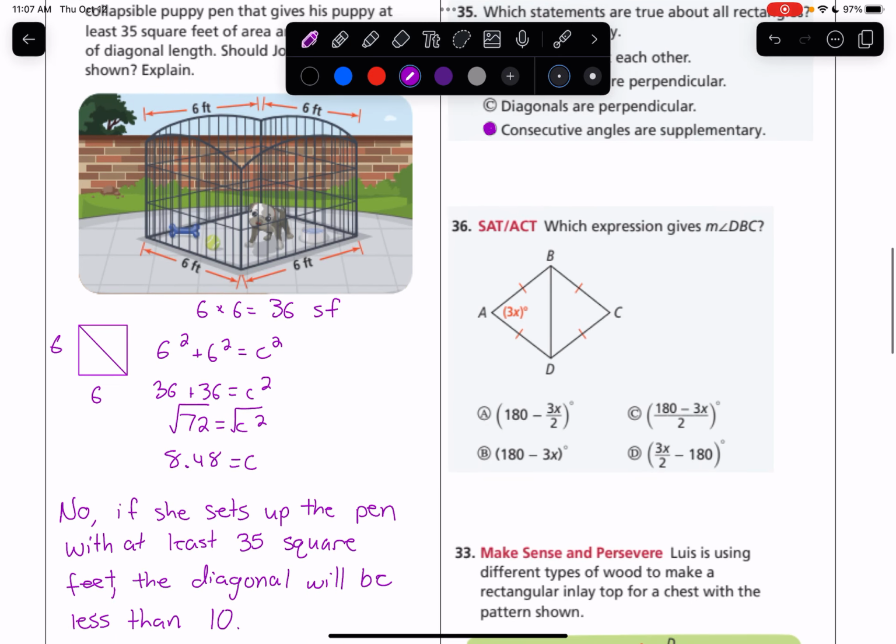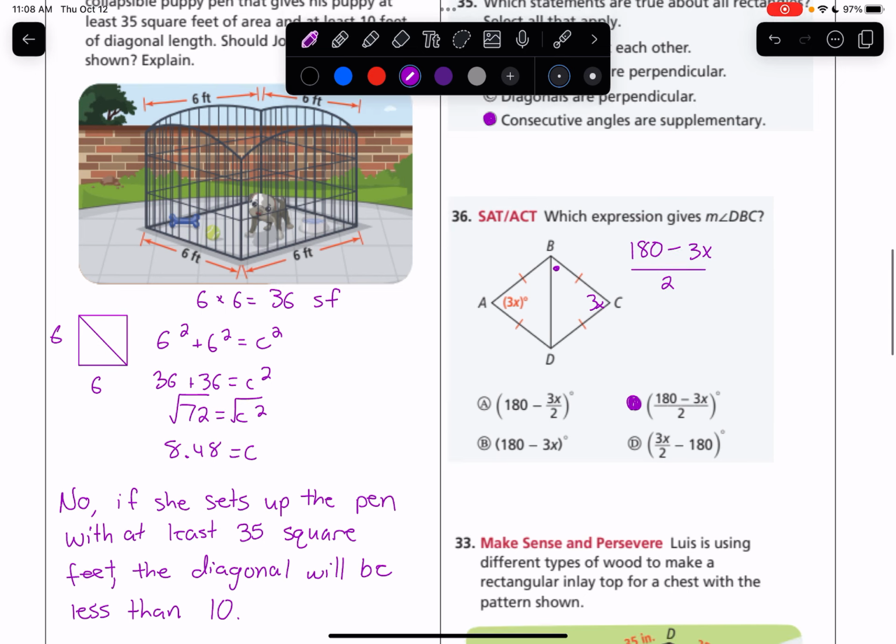Number 36, which expression gives the measure of angle DBC? So the measure of angle DBC is this one right here. Put a dot on. That's the one we're looking for. Since these are congruent triangles, which have a vertex angle of 3x, then we can find the measure of angle B by doing the total, 180, minus the 3x that we know, and then taking that total and dividing it in half because we want half of that amount. So that is going to give us C.